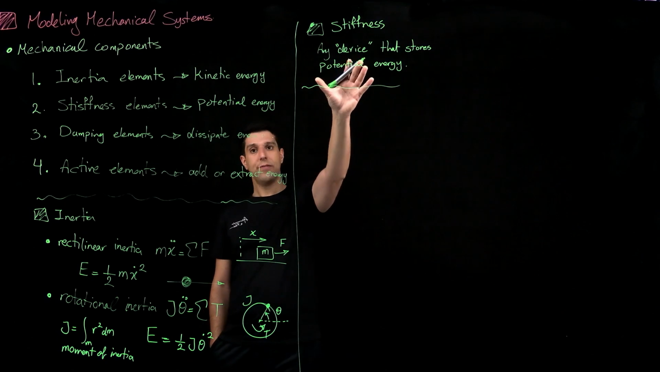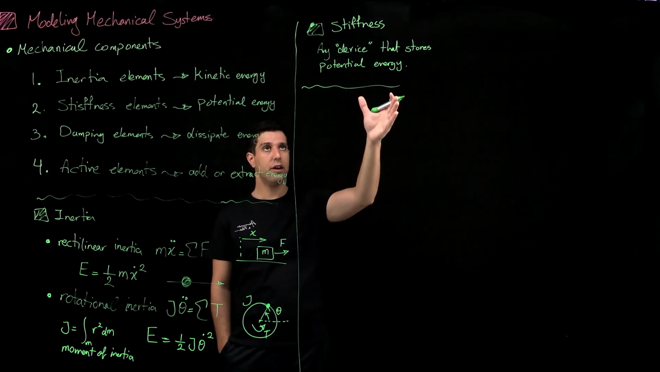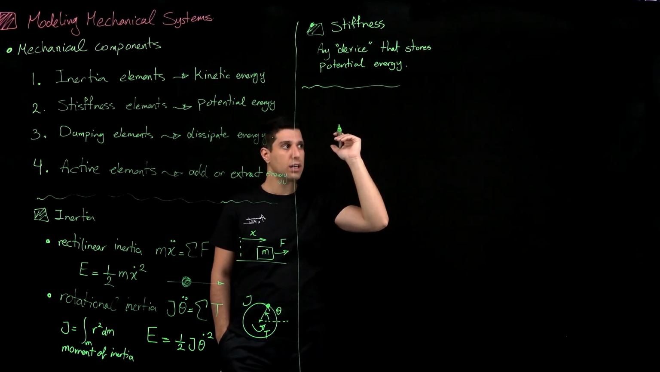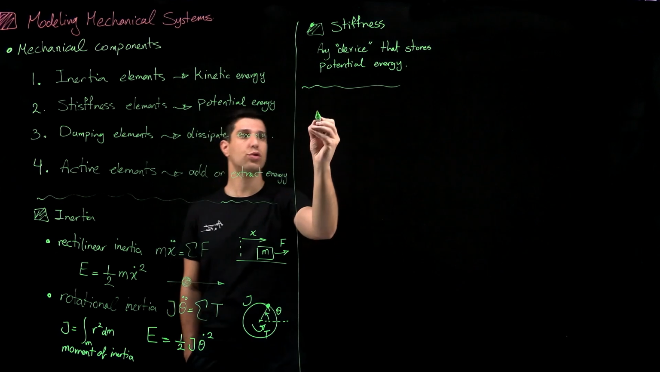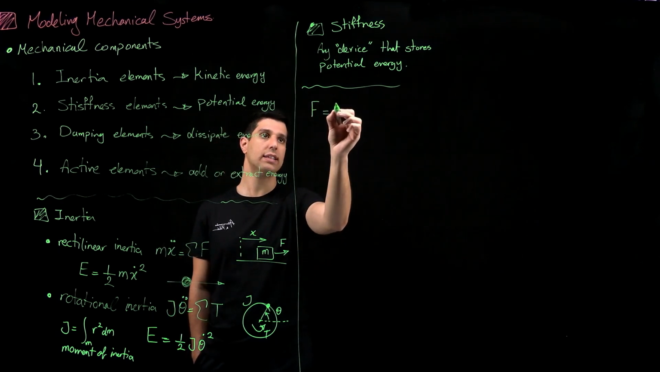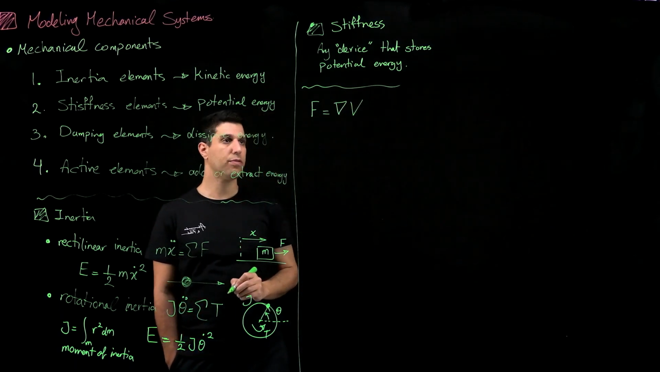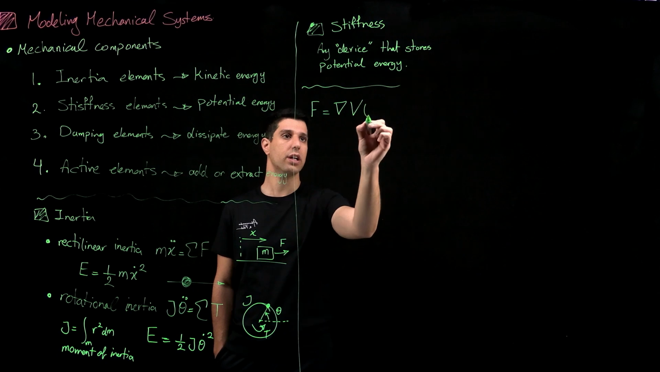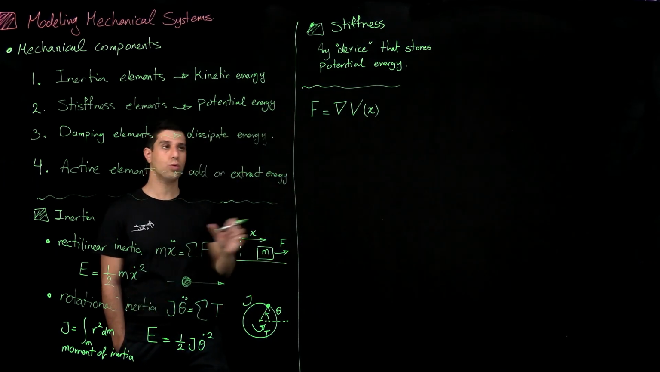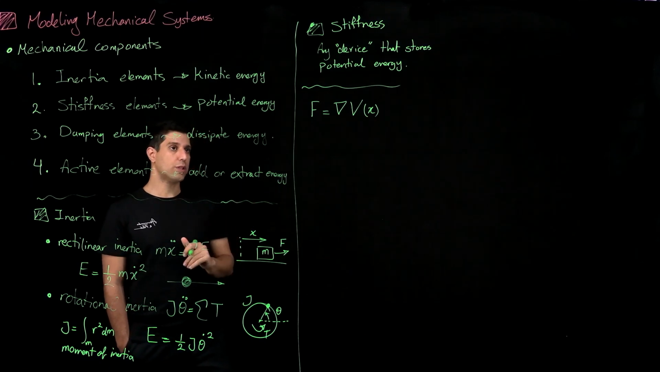that stiffness is defined for any component whose force can be defined as a gradient of a potential function, and a potential function is a function that is only a function of position.